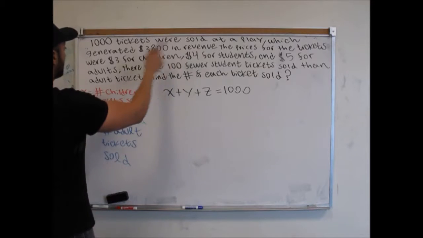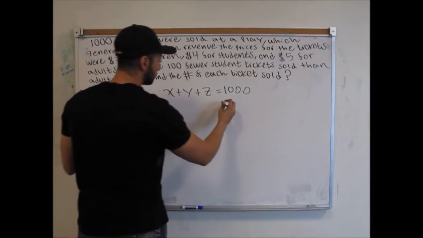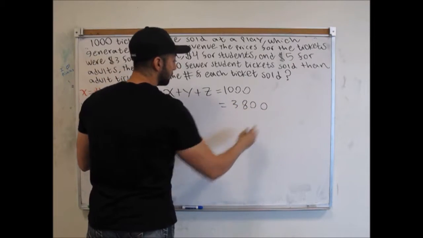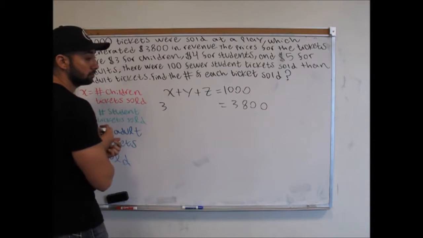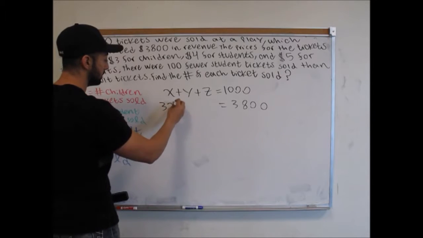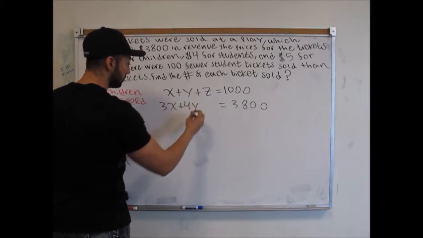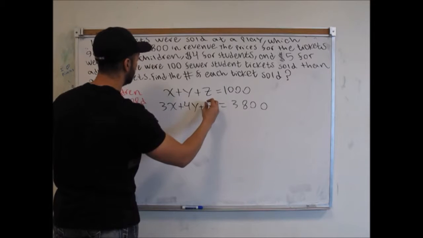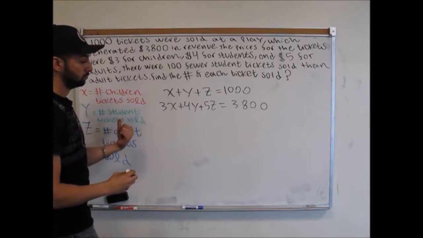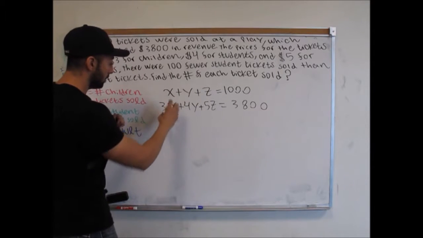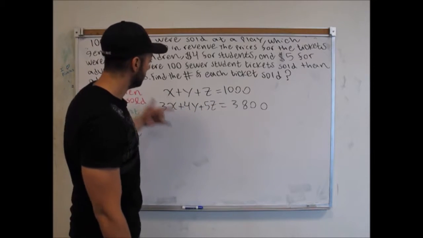Then it says they generated $3,800 in revenue. So this is how much revenue they got when they did $3, right? It was $3 for the children, but we don't know how many of those tickets they sold. Similarly, it was $4 for the students, but we don't know how many tickets they sold, and it was $5, I believe, for the adults. So when you multiply the number of tickets they sold by how much it costs, you would get the revenue. So here are my two equations.